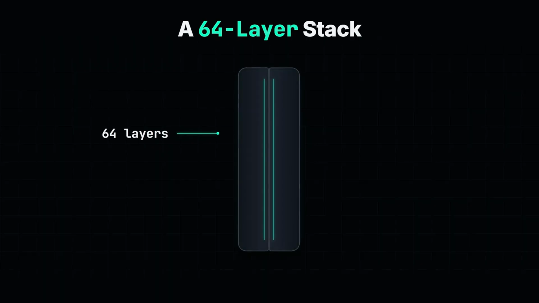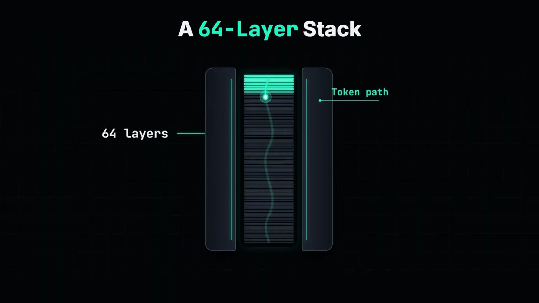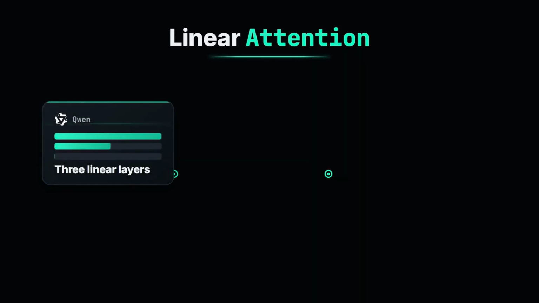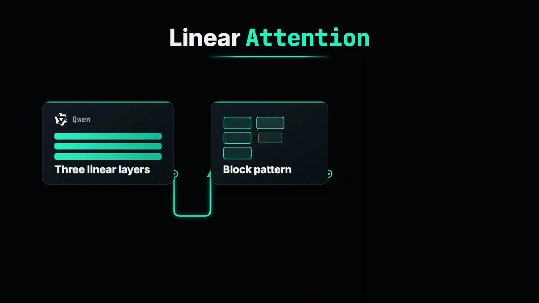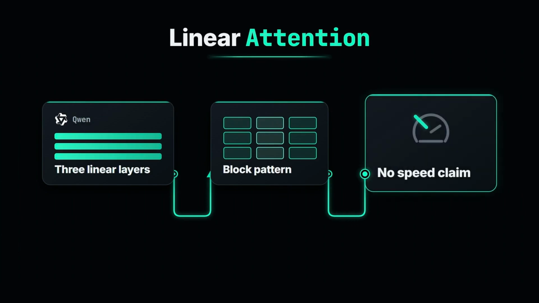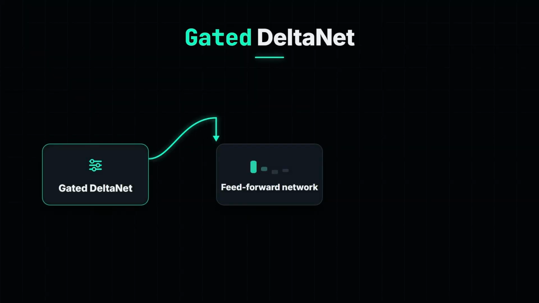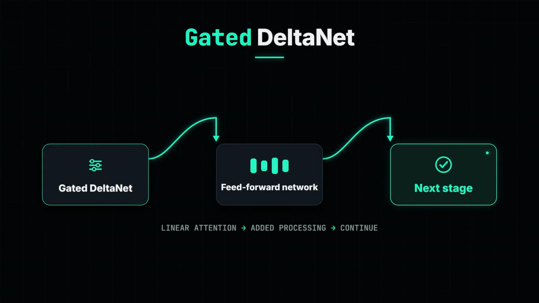Picture information crossing 64 processing steps. Each step is a layer, and every input token passes through all 64. Attention means a layer carries information across a sequence. Qwen labels 3 repeating layers per block as linear attention. Qwen calls those linear attention layers Gated DeltaNet. Each then uses a feed-forward network, an added processing step before continuing.